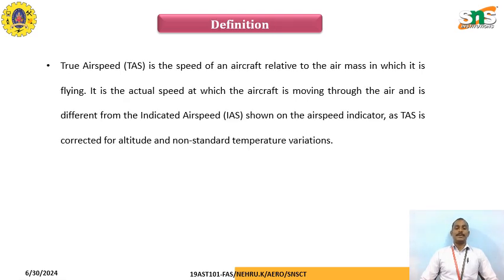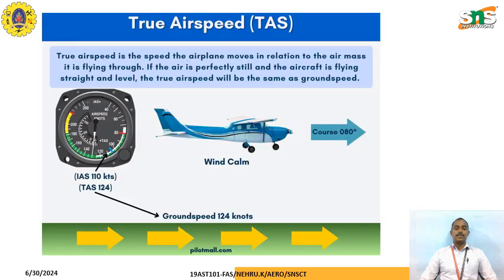True airspeed is the speed of the aircraft relative to the air mass in which it is flying. It is the actual speed at which the aircraft is moving through the air and is different from the indicated airspeed. We can see the true airspeed in this figure. True airspeed is the speed that the airplane moves in relation to the air mass it is flying through. If the air is perfectly still and the aircraft is flying straight and level, the true airspeed will be the same as the ground speed. It means it is a corrected airspeed.